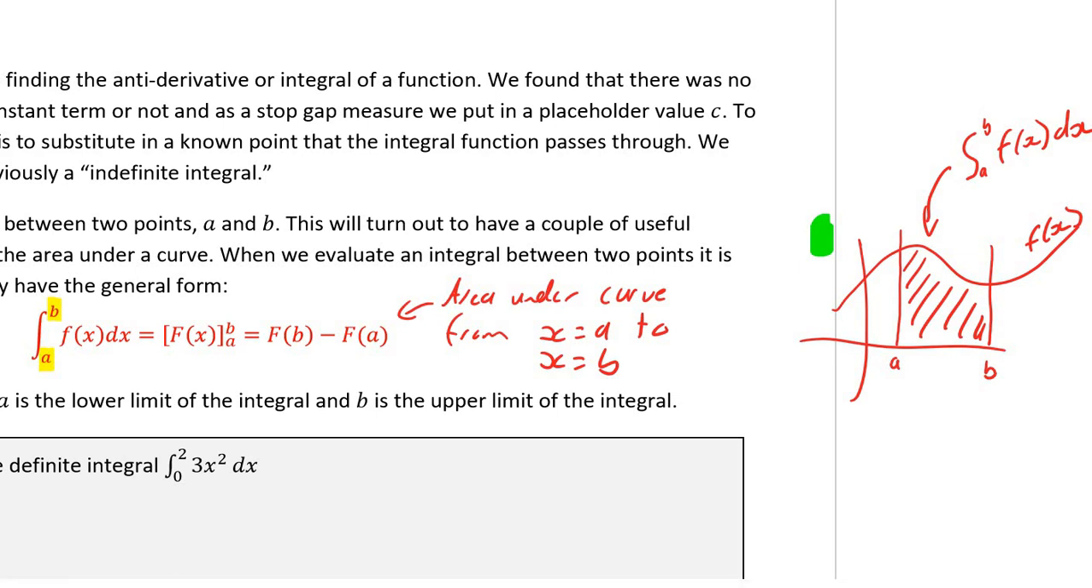We will look shortly at how we can actually find the area between two separate functions as well. It's not too difficult, but that's what we'll be doing.